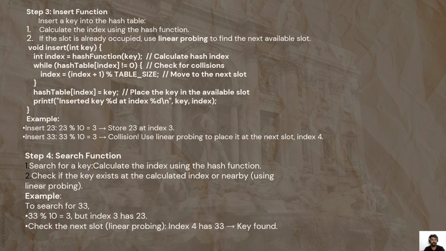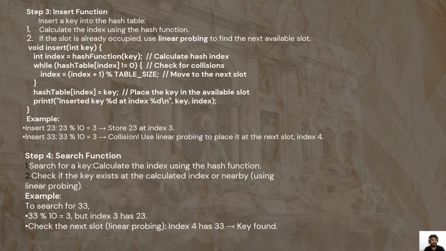Here is the given code. For example, insert 23. 23 mod 10, we get the result as 3. Store 23 at the index 3. At the same time, insert 33. 33 modulus of 10, we get the same remainder as 3. It causes a collision. Use linear probing to place it at the next slot, index 4.